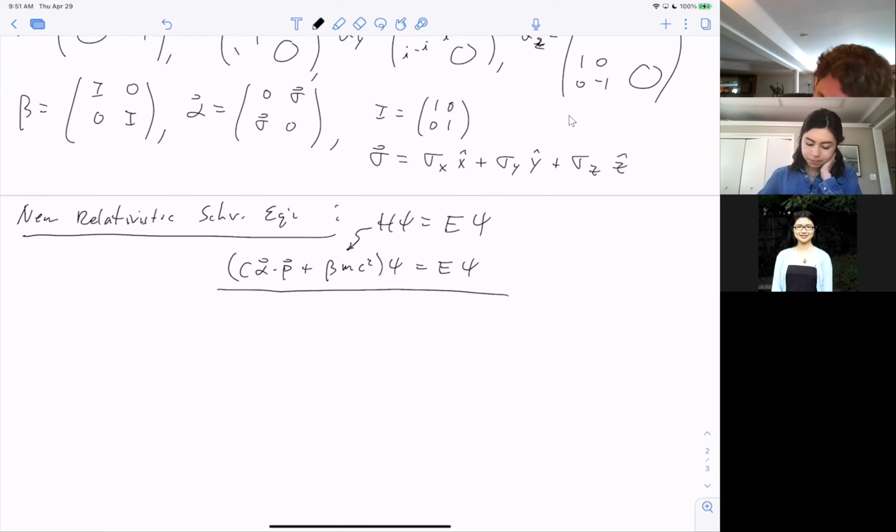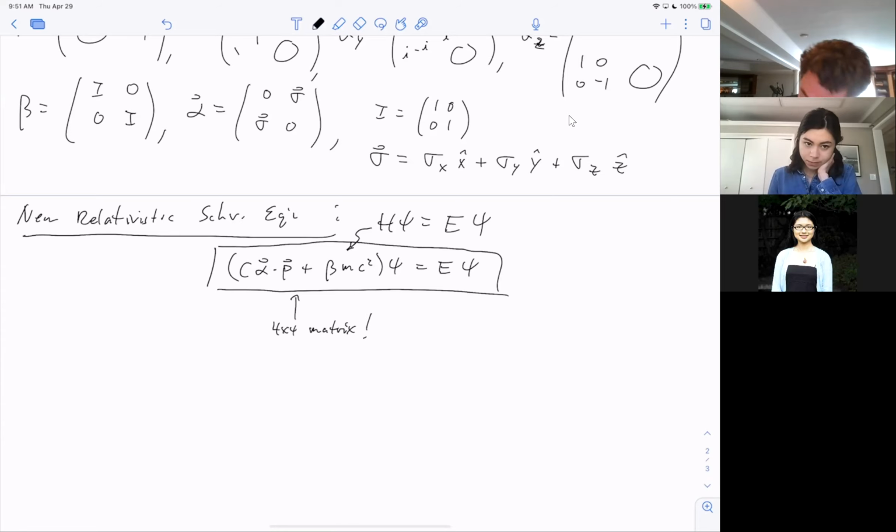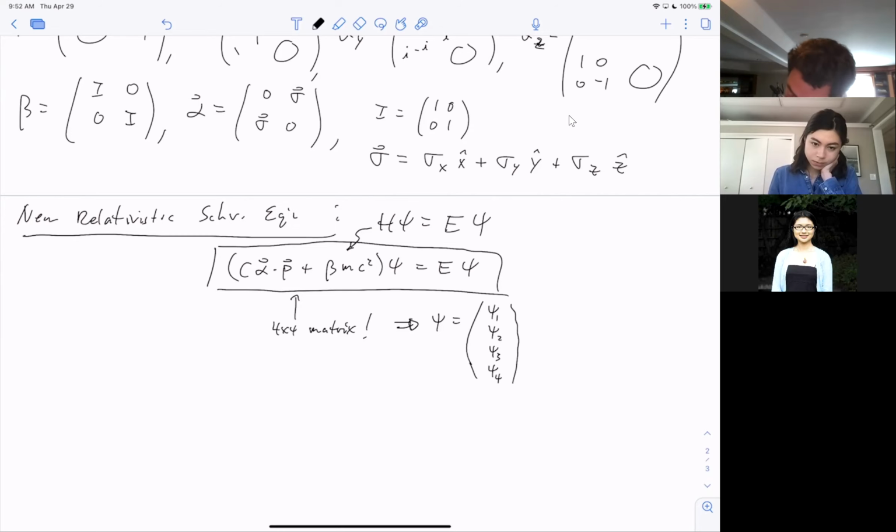But you look at this equation and you notice that this is a 4x4 matrix, because alpha and beta are 4x4 matrices. So how does this equation even make sense? The only way it can make sense is that the wave function has to be a four-dimensional vector, a four-tuple. That's what they call it in math, tuples. It's just a four-dimensional vector.